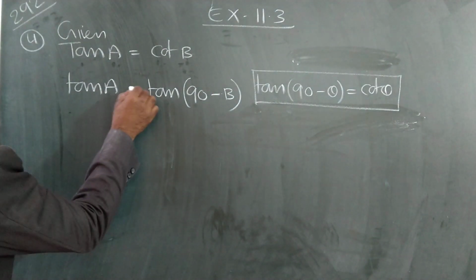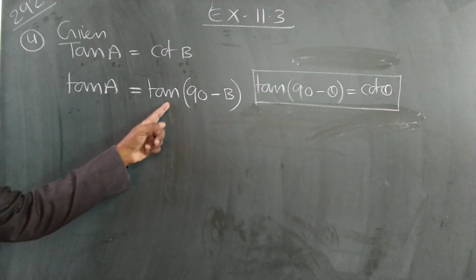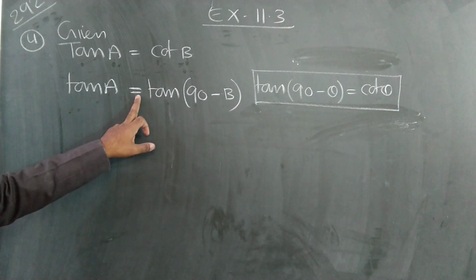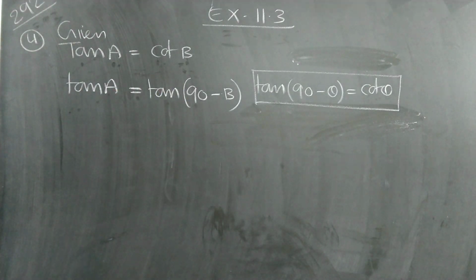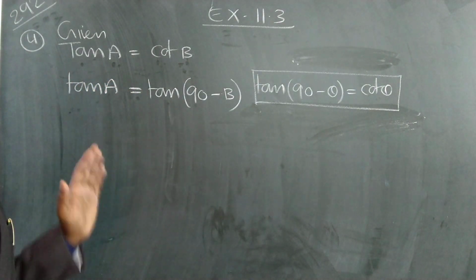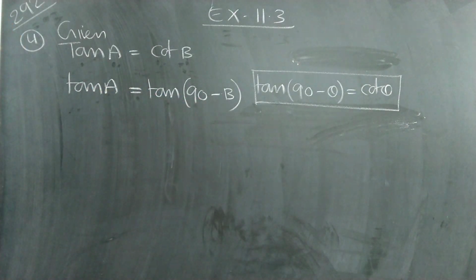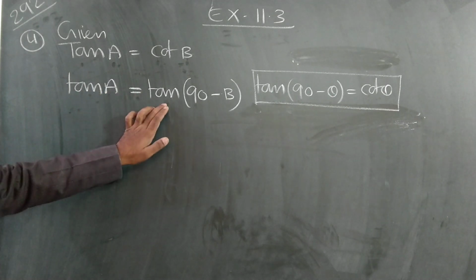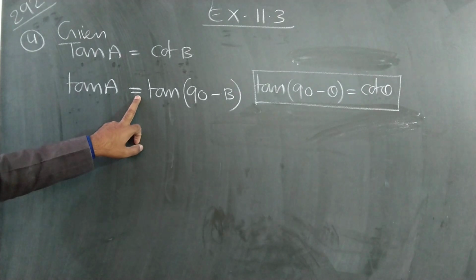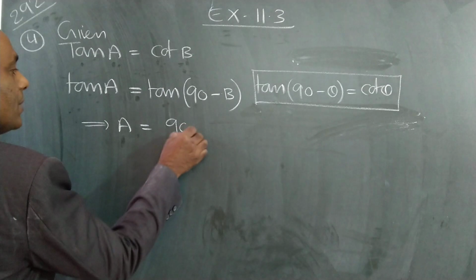Now this is an equal symbol, so left side and right side, everything should be equal. Tan is the same. If these two are the same, then the angles should also be equal, because of the equal symbol. In other words, tan cancels. Actually we should not say it like that, but the meaning is the same. Tan is the same, so A is equal to 90 minus B. This is tan, this is tan, so both are the same, and the angles should also be the same.